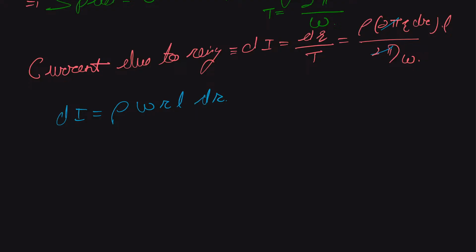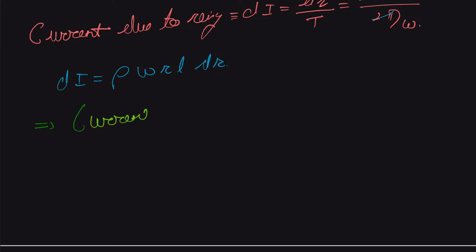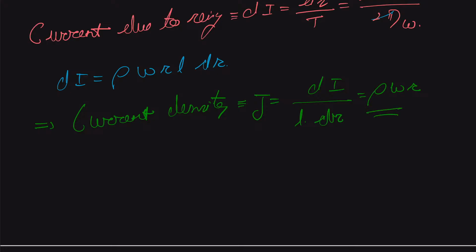From here we can find out our current density. Therefore we can say our current density, that is our J, is di upon L dr, which gives us rho omega times r. So you got the value of the current density.